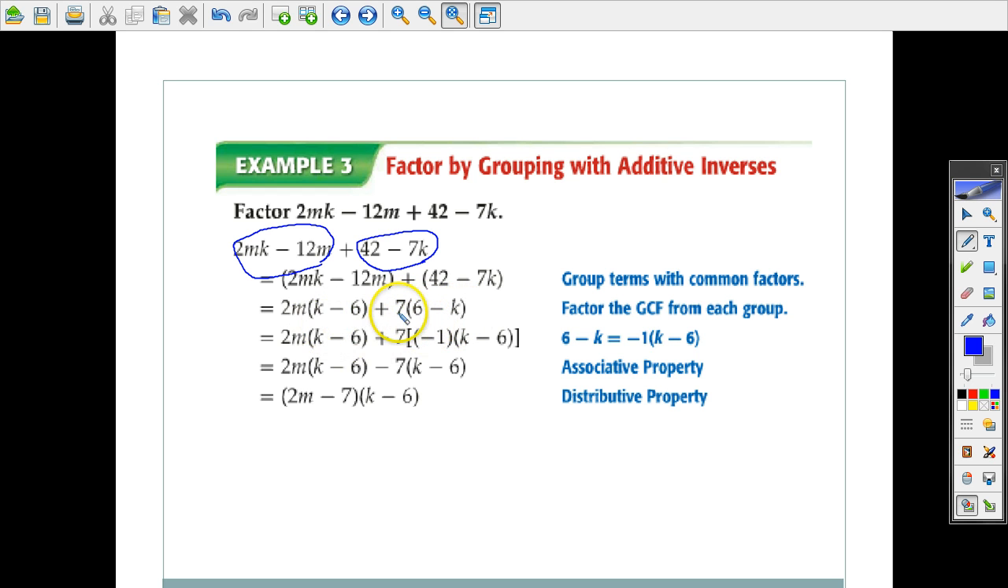Okay. And here, they look similar but not quite. So what do you need to do? You want it to be k minus 6. Right now, it's a negative k plus 6. So what they did was they did negative 1 times this and made that into a negative. So you have negative, and you have now k minus 6, because k minus 6 is the same thing as if you multiply negative 1 by k minus 6. So we did the associative property. Now you can group these two, and now you have 2m minus 7, and you have k minus 6.